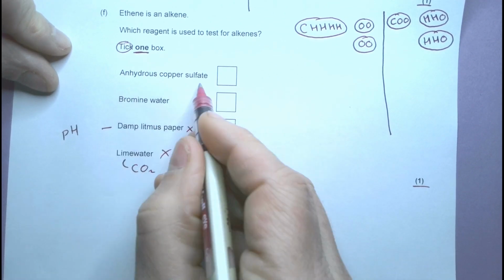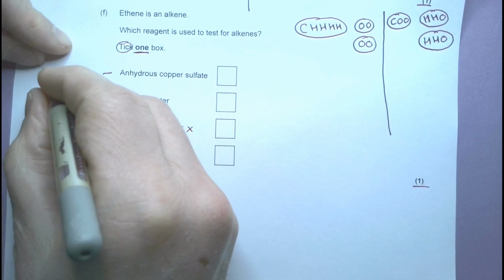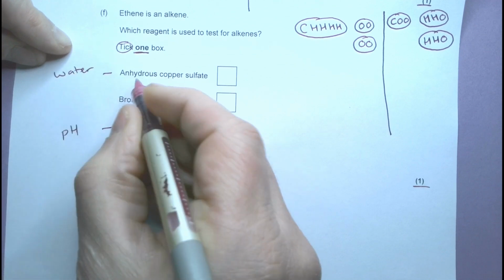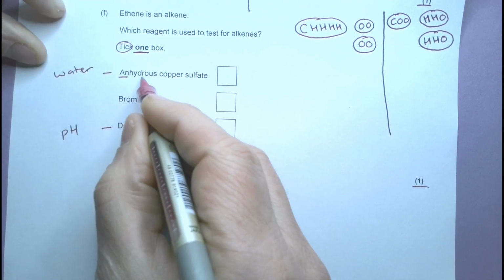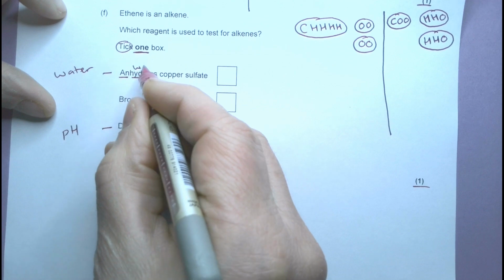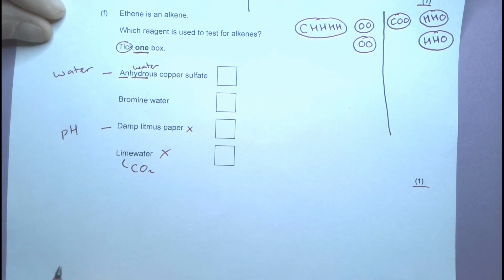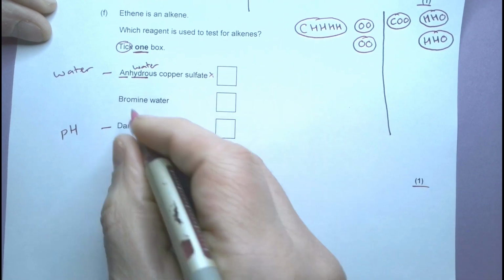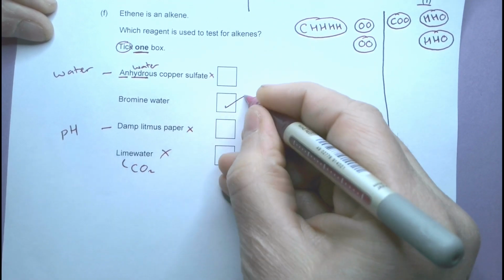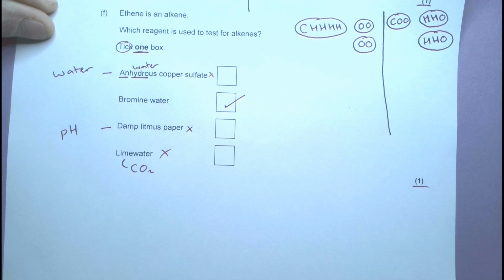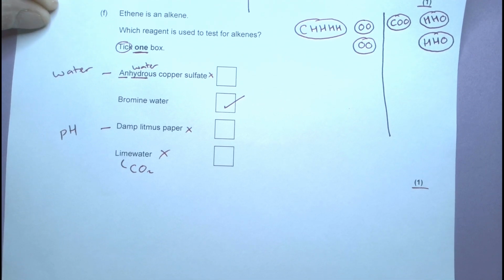Anhydrous copper sulfate, that's a test for water. The anhydrous means it's without water. Hydro, remember, means water. Whenever you see hydro, you always think of water. So it's not that one either. It is bromine water. That's the test for alkenes. That might be one you just need to try and remember though. Okay, hope that helps.